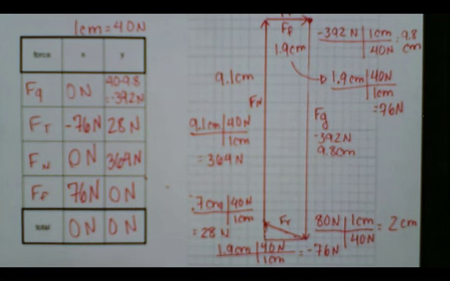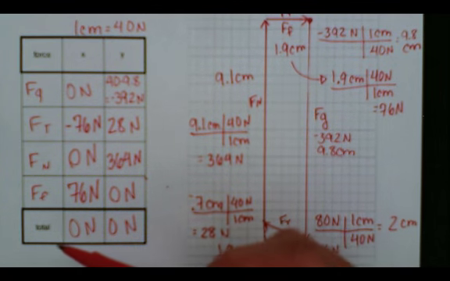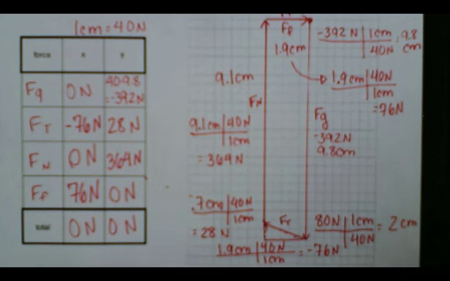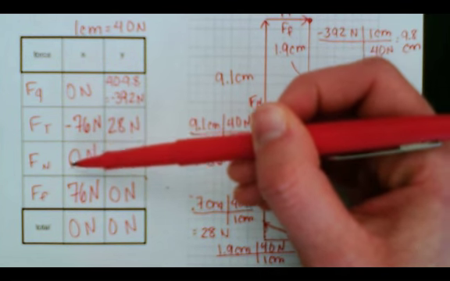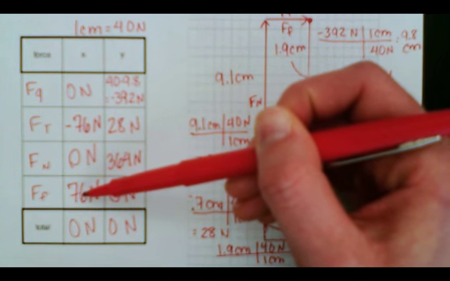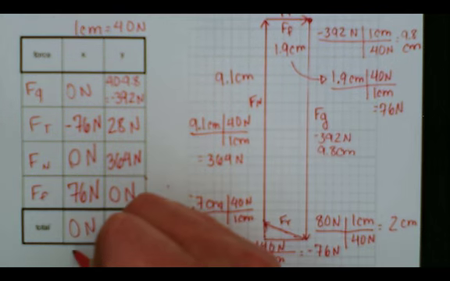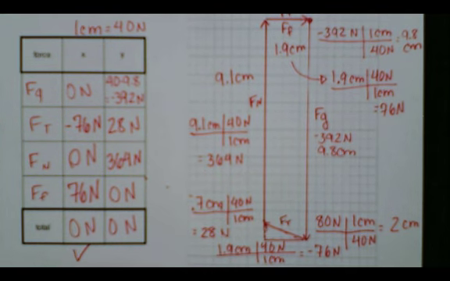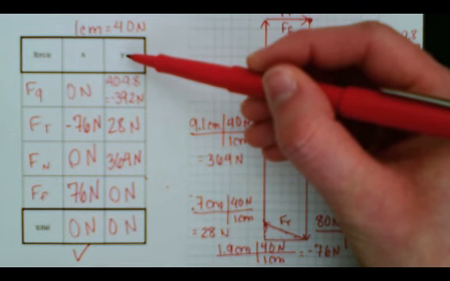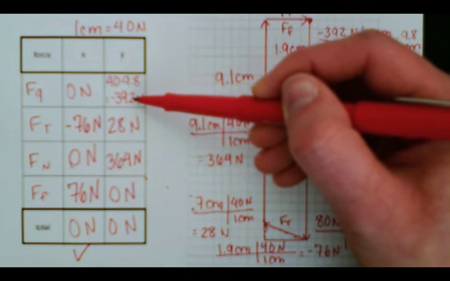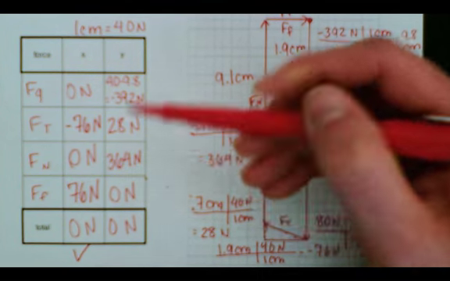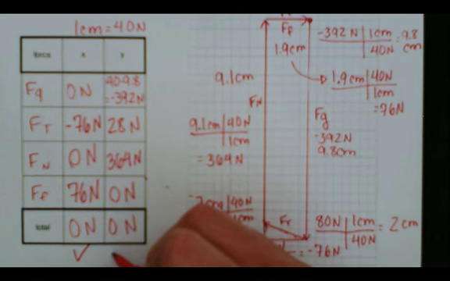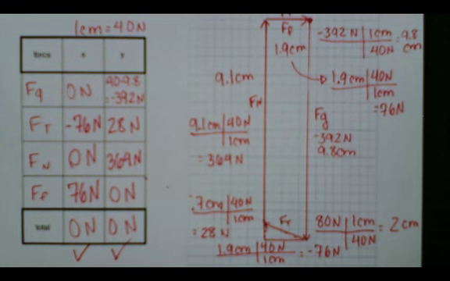Now we can double check based on our table and make sure that our forces add up to 0 in both the horizontal and vertical direction. Let's do the horizontal direction first. 0 plus negative 76 plus 0 plus positive 76 gives 0 newtons. Our x or horizontal components look good. Let's check our vertical components. Negative 392 plus 28 plus 364 plus 0 gives us 0 newtons in the vertical or y direction.